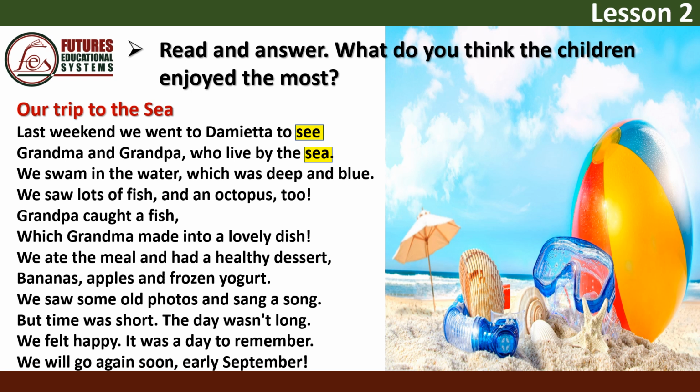Okay, so a poem is made in a way that rhymes. So you will see that each two lines have a special ending that sounds similar to each other. So let's check the other two lines. We swam in the water which was deep and blue. We saw lots of fish and an octopus too.